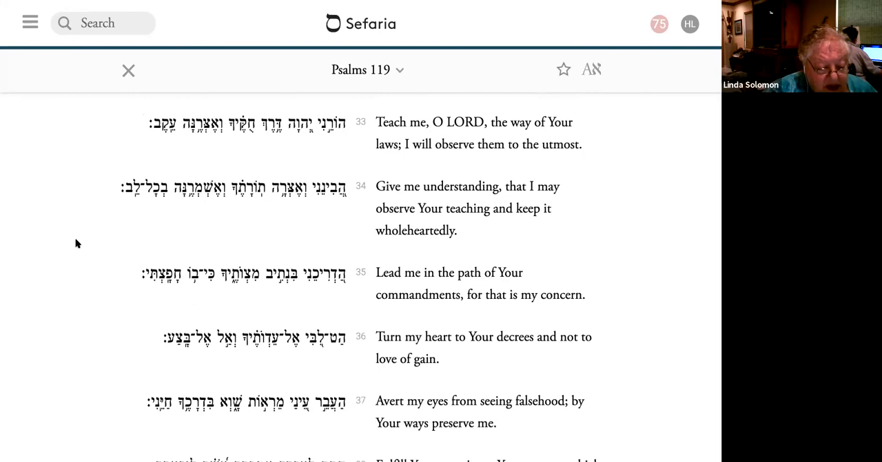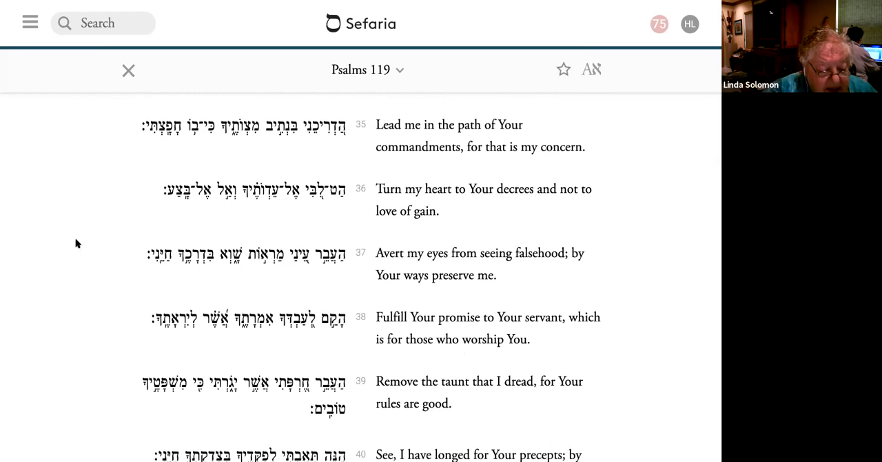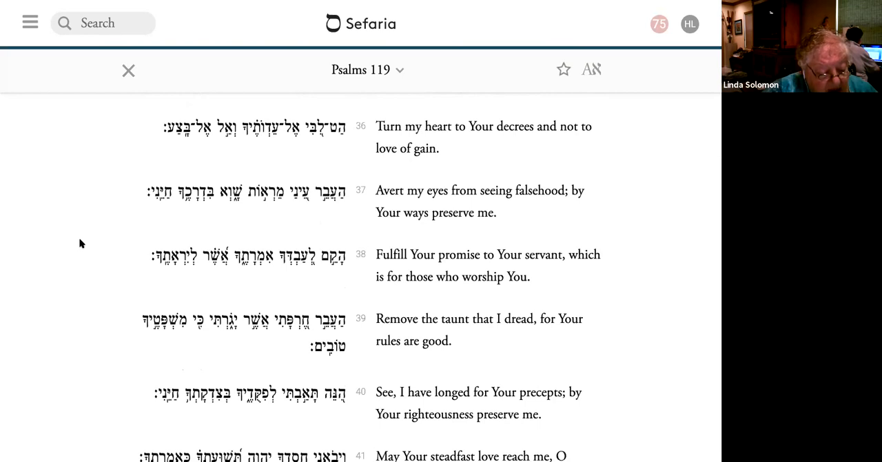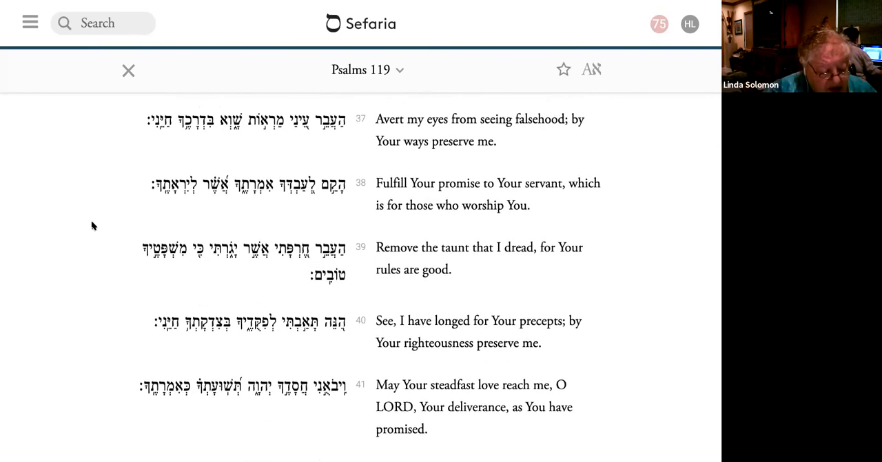Educate me, Adonai, in the way of your statutes, and I will guard them with every step. Enlighten me that I may guard your Torah, and I will observe it with all my heart. Envelop me in the path of your mitzvot, for in it I delight. Extend my heart to be near your testimonies, but not near material gain. Enjoin my eyes from seeing falsehood.